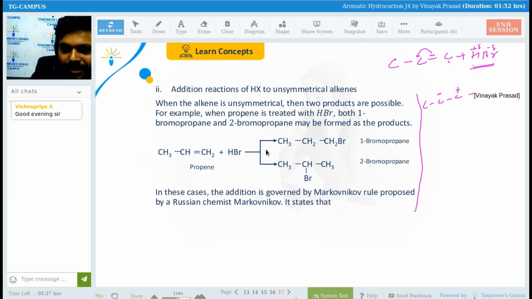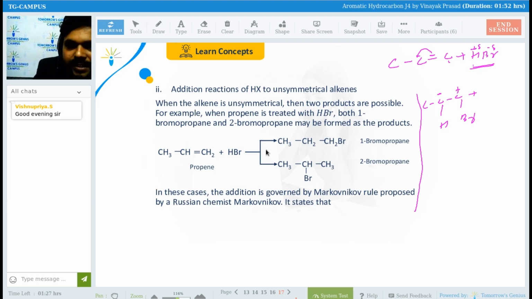So now the addition product can be what? This Br will go to this carbon, right? And this H will go, since Br minus is there and H plus is there. So this product can be there, yes or no? So this is the first case, right?